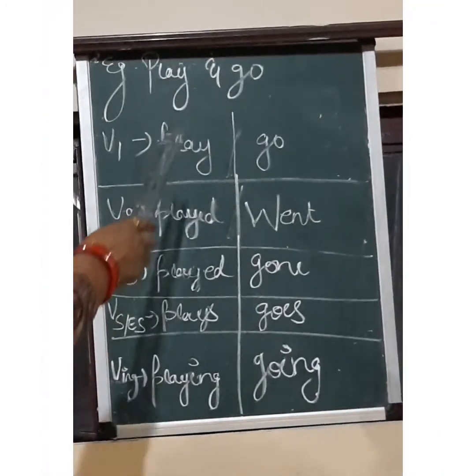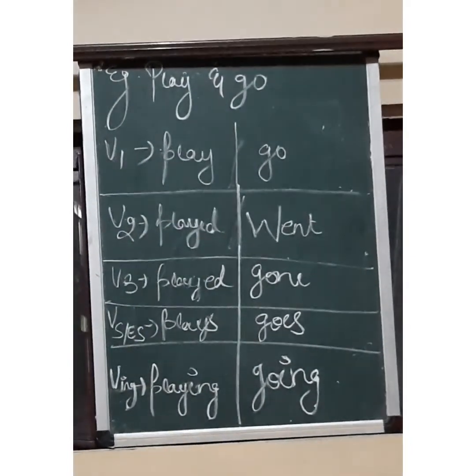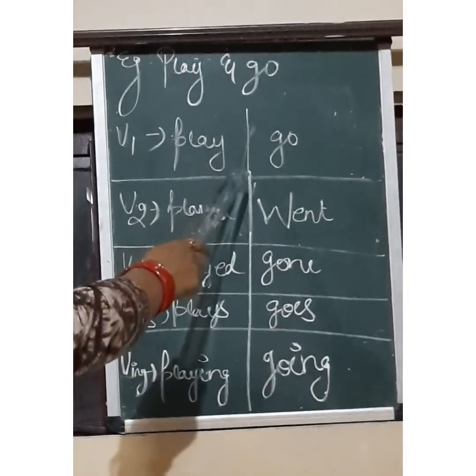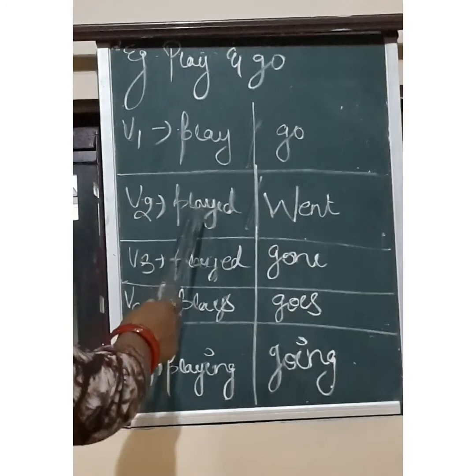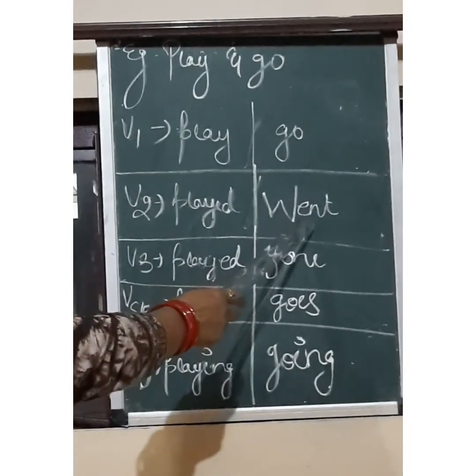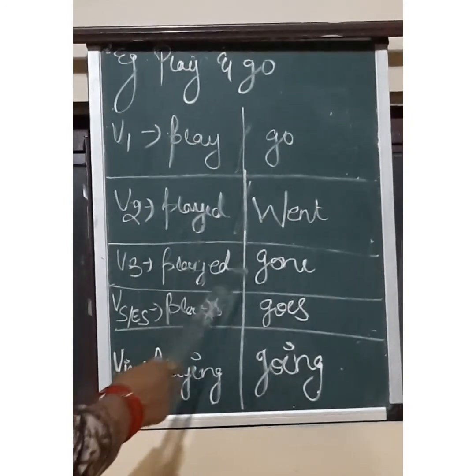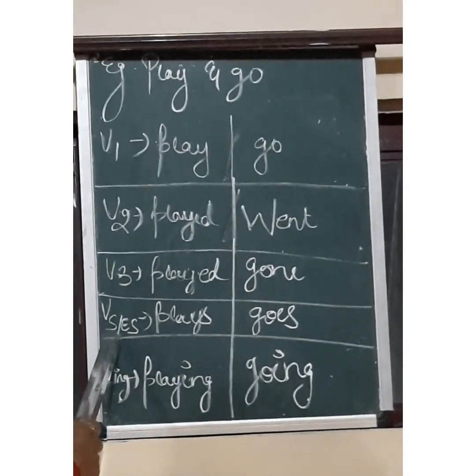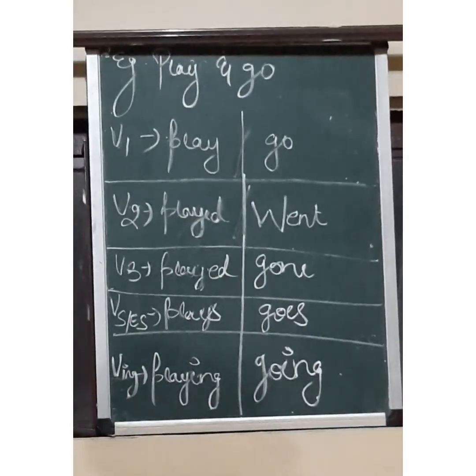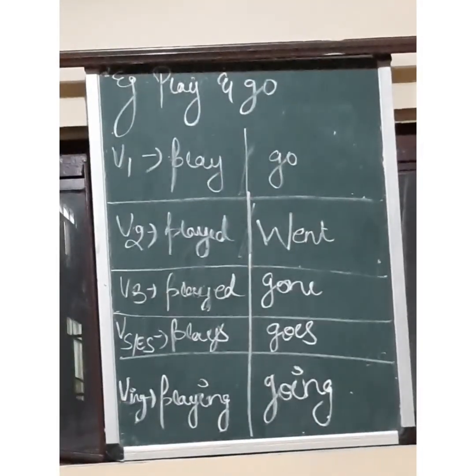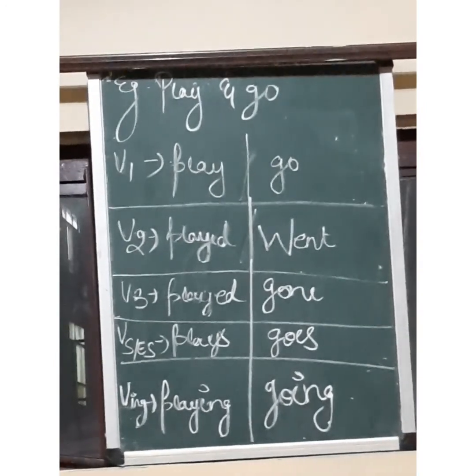Now let's look into an example of the verbs play and go. The base verb form of play is play, and go. Verb 2 will be played, and for go it will be went. Verb 3 is going to be played and gone. The S or ES form, that is plays and goes. ING will be playing and going. Now the verb form is clear to all of you. So let's dive into the tenses.